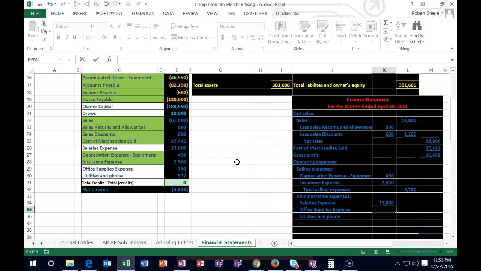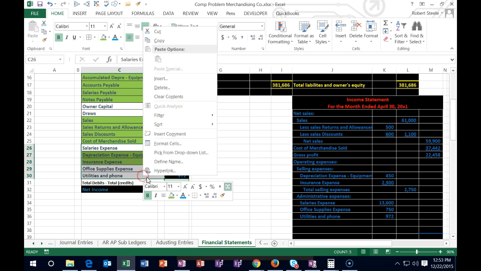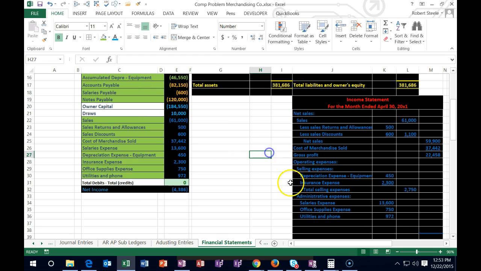So now we are on the office supplies, equals, we're going to point to that 750 and enter. We're on the utilities and phone, equals, the 972 and enter. So now we should have found a home for all of these. I'm going to highlight, green that out, found a home for those.